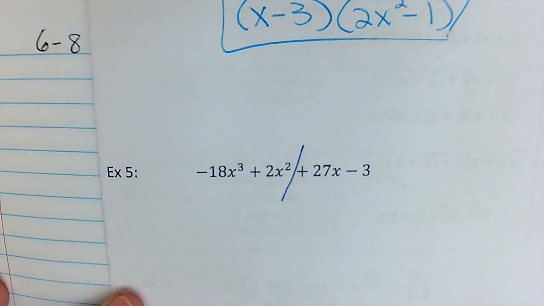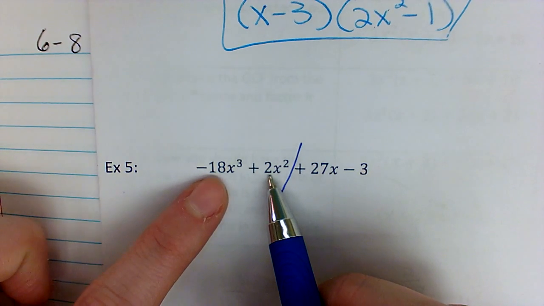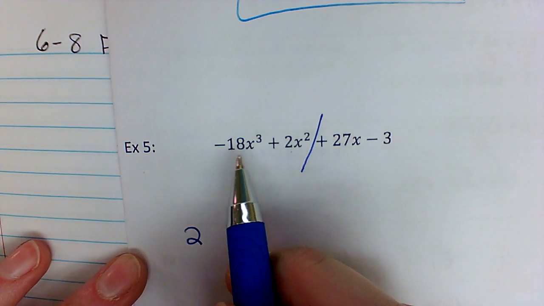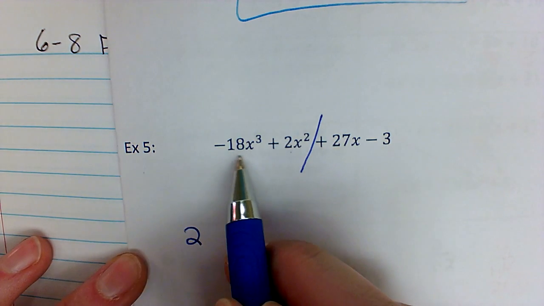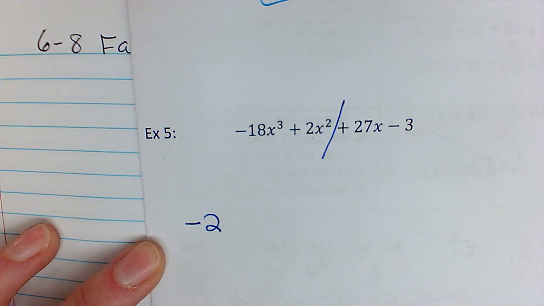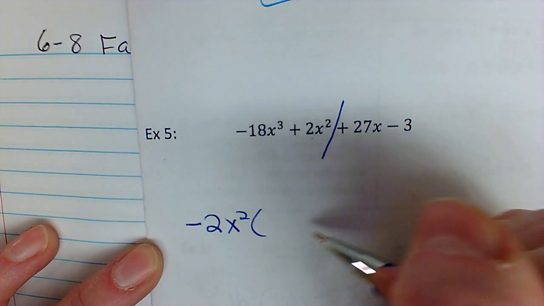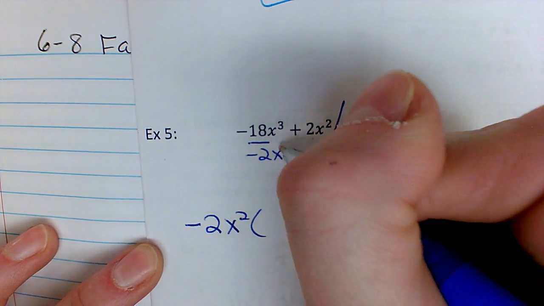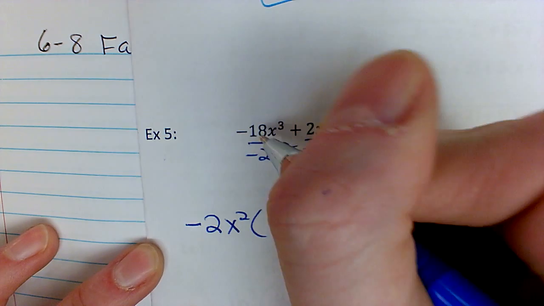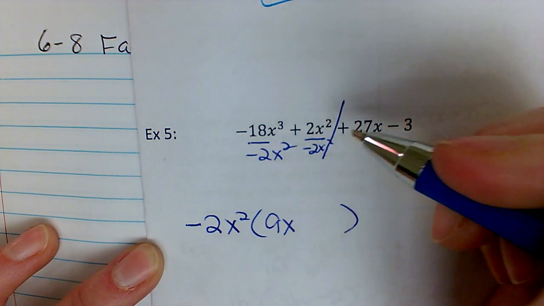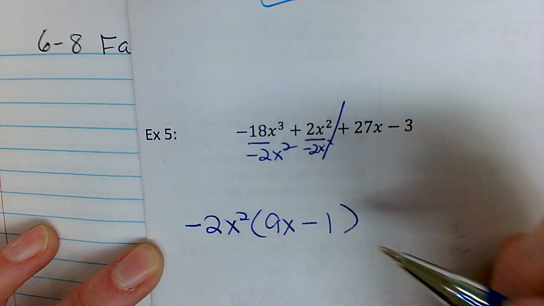Last example. Okay. So the greatest common factor between 18 and 2 is 2. But remember what I said, the very first term, if it's negative, you take out a negative with it. So I've actually got negative 2x squared as my greatest common factor. So those divide and give me 9x. Those two divide and give me a negative 1.